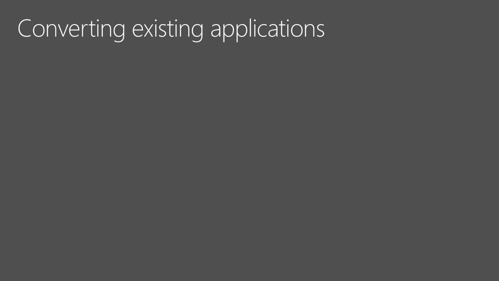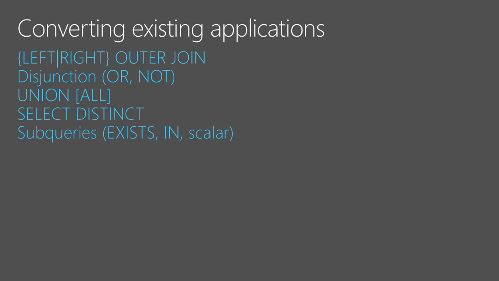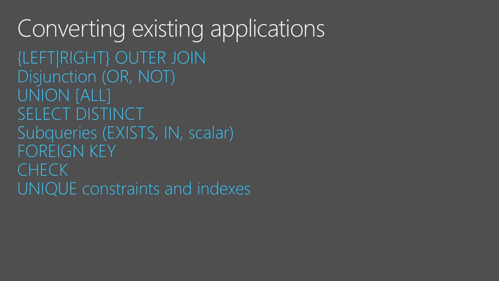So converting existing applications, particularly if you've got some interesting constructs that might not have been supported before. So we have some of the outer joins that hadn't been supported in 2014 are now supported. Disjunctions or not. Union all. Select distinct. Subqueries. So again, we're getting beyond just the core basics of T-SQL and rounding out the surface area much more. Foreign key constraints and check constraints are now supported on in-memory tables. Anybody happy about that?